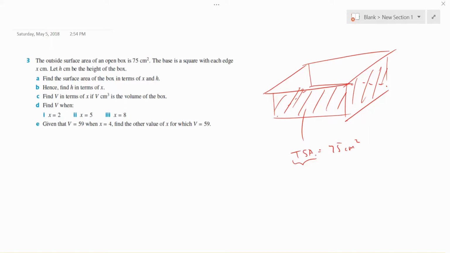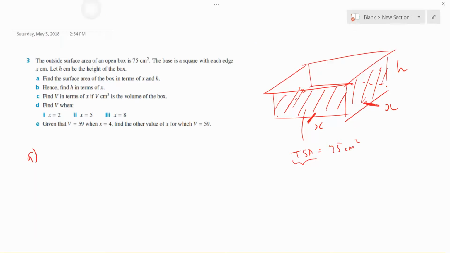And it says the base is a square with each edge x centimeters. So that means the length here is the same as this length. That's an x and that's an x. They haven't told us the height. They said let h be the height. Okay, so this is my box so far. I know the total surface area is 75. So it says find the surface area of the box in terms of x and h. So A, this is the hardest part. Work with what you've got. Draw the problem. Now, how do you find the surface area?